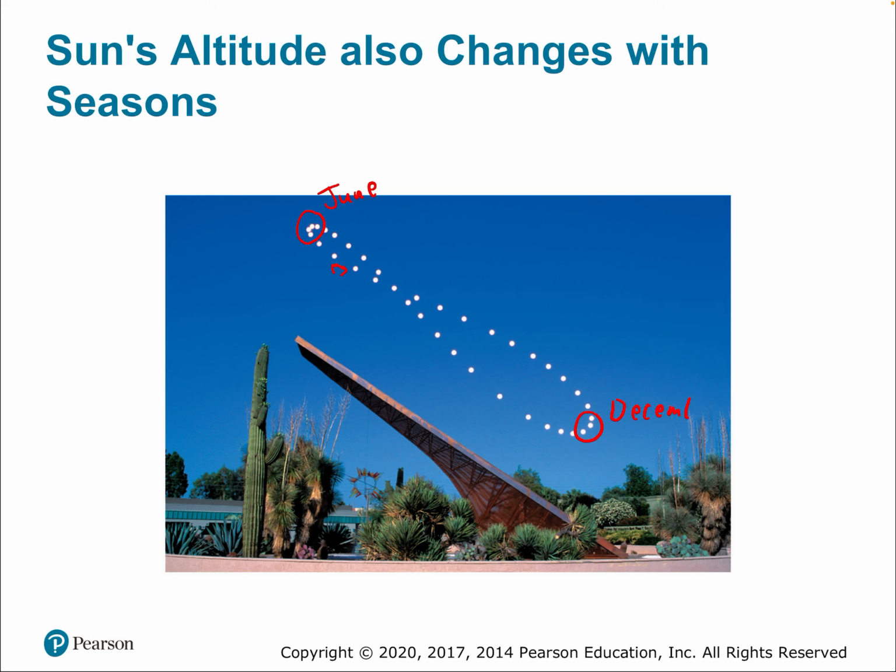And this is the sun's zenith in each case, so it's the exact time of day when the sun is highest in the sky. All right, so in December, it just simply doesn't get that high, even at its highest point.